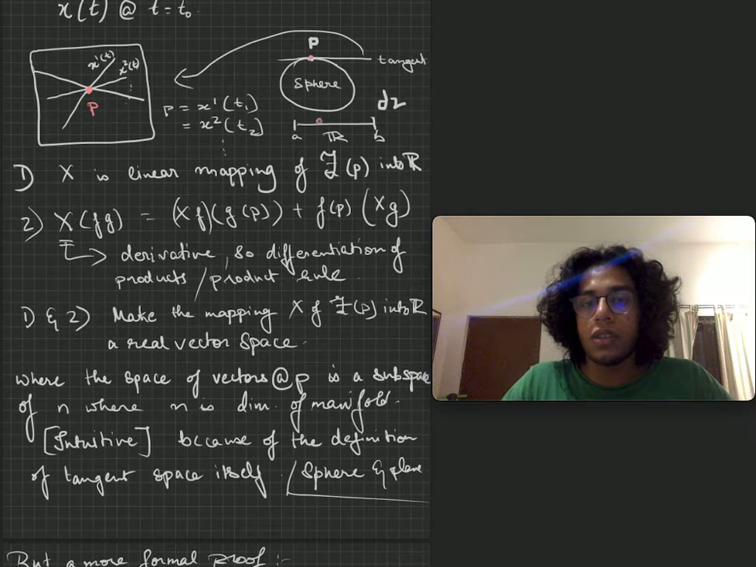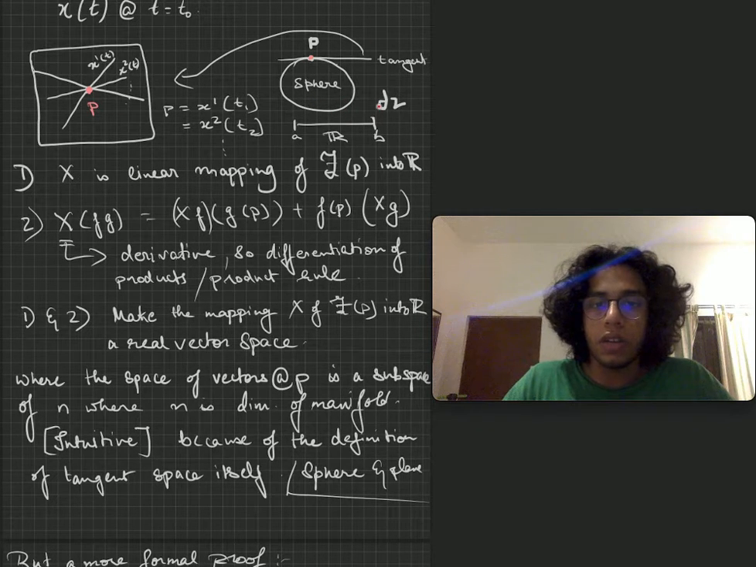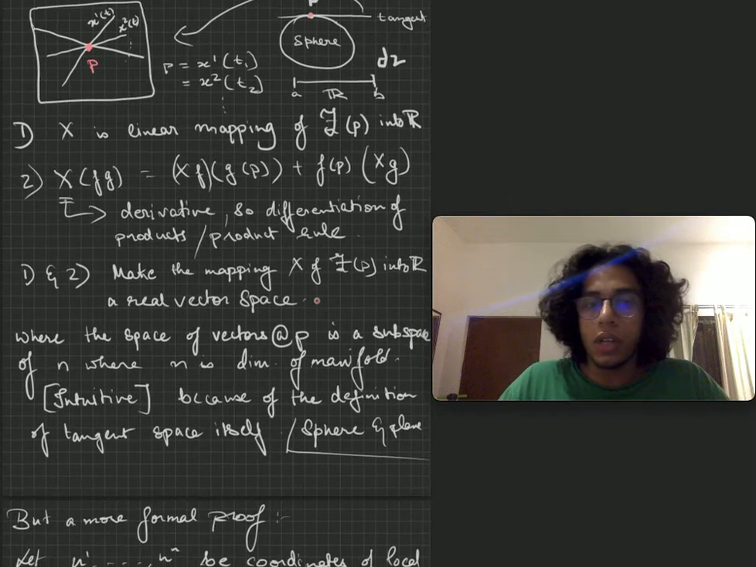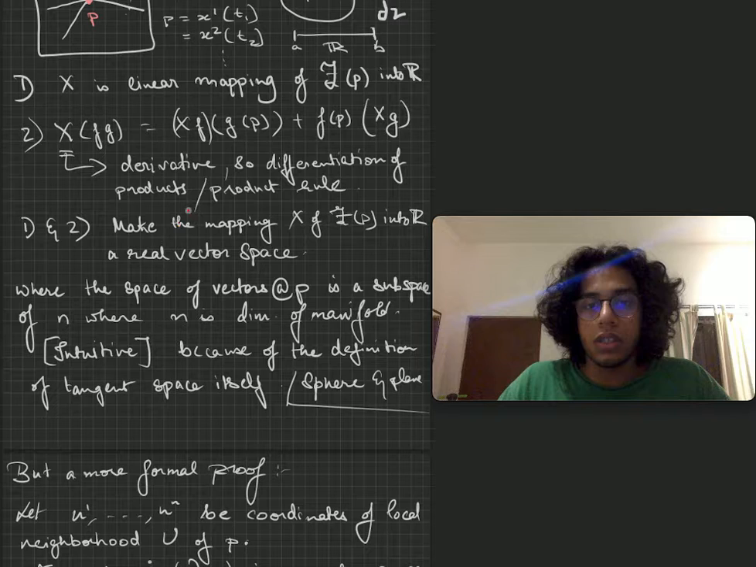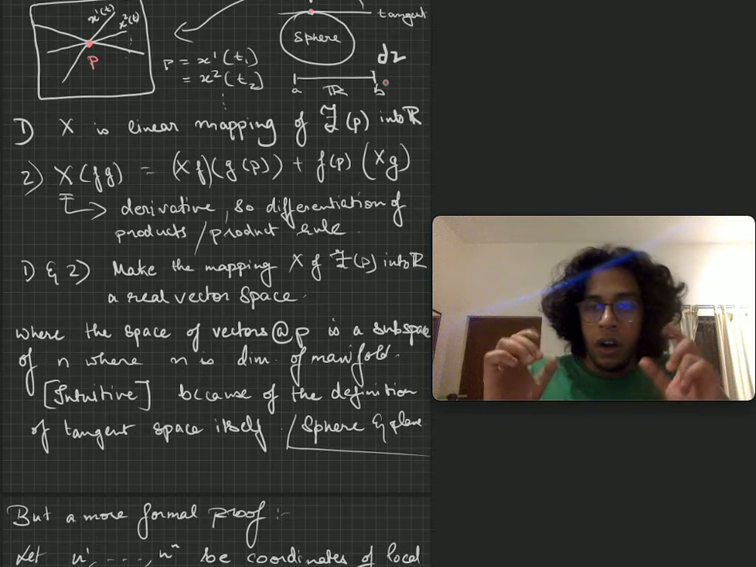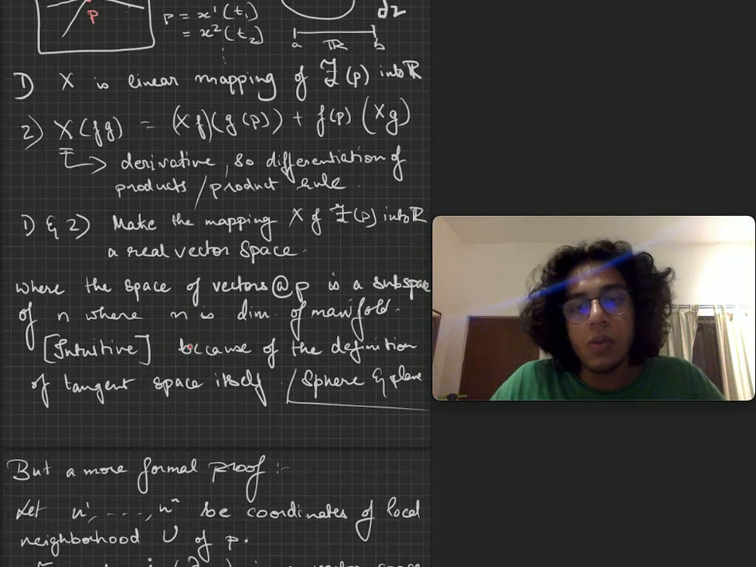So on R, from A to B, I can draw some vectors at each point. This is my vector at t naught. If I draw an arrow towards that point, I can represent x of t naught by that particular vector. So you have a real vector space because you're mapping it onto a real interval.